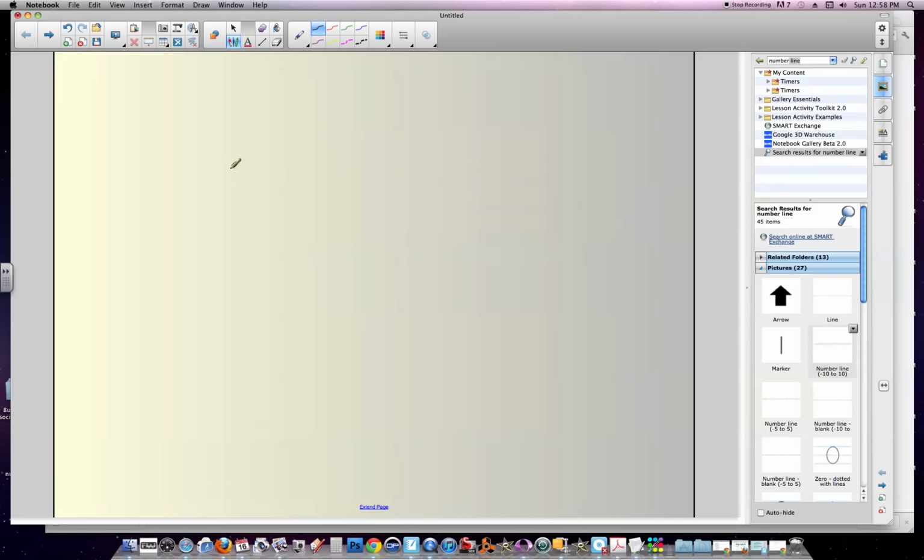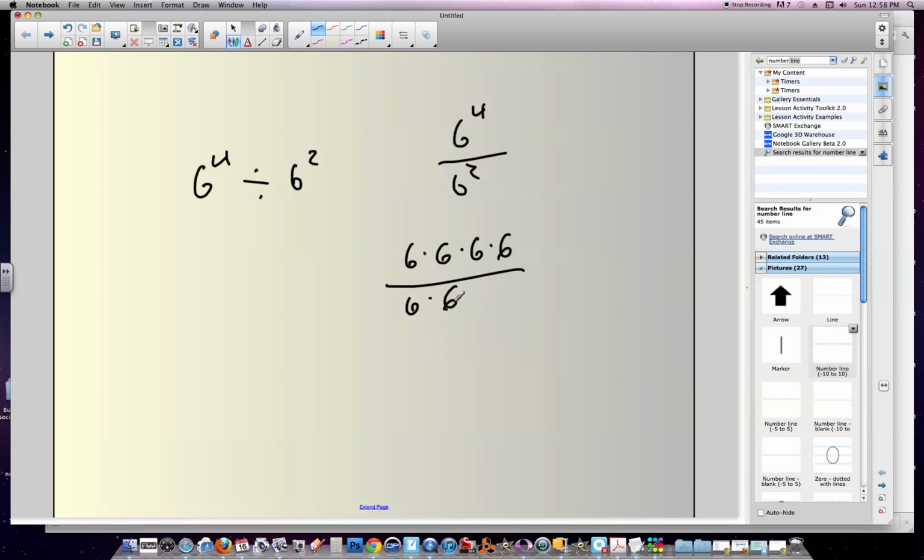Now when we talk about division, what if I said 6 to the fourth divided by 6 squared? Well, we can rewrite this as a fraction, right? And that means 6 times 6 times 6 times 6 over 6 times 6. Well, what is 6 divided by 6? Just like earlier, that's 1. That cancels out. 6 over 6, that's 1. That cancels out. And we're left with 2 6s, which is the same thing as subtracting our exponents.